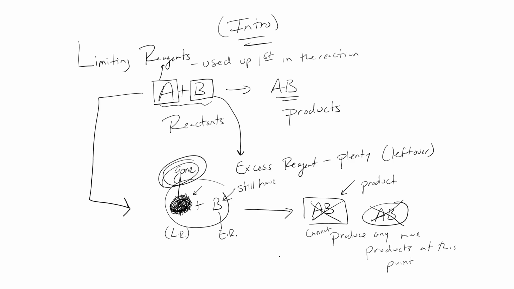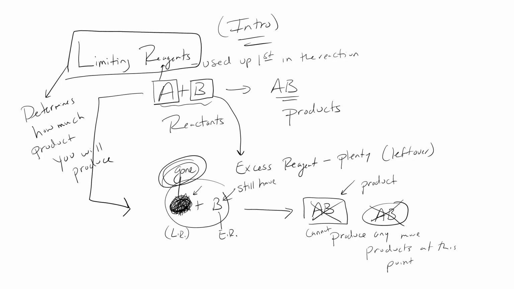And the importance of that is whenever you have a limiting reagent situation, it is always the limiting reagent that determines how much product you will produce. And that's what makes this type of stoichiometry problem different from a basic stoichiometry problem, because you have to actually figure out which one's the limiting reagent. Then you have to do your stoichiometry problem based on the limiting reagent only.